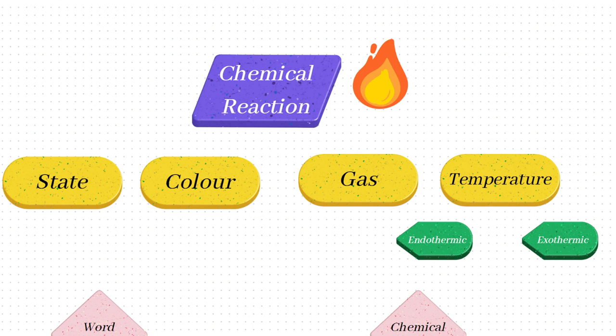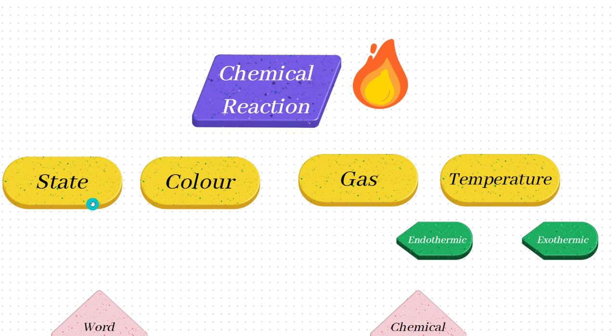So the chapter's name is Chemical Reactions and Equations. What is actually a chemical reaction? A chemical reaction is a change which involves reactants which react together to get a new product. So how can we identify if a chemical change has taken place? We can use four different techniques to understand if a chemical reaction has taken place.